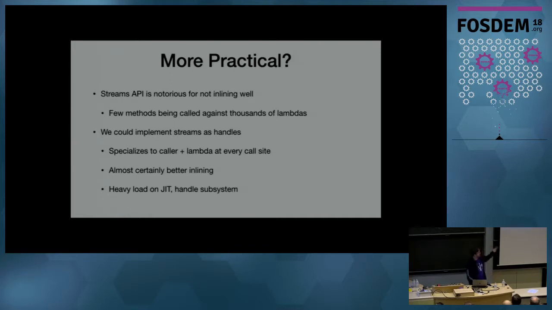Well, what if we implemented streams as handles? I basically just did that here. It's not difficult to do. We can take every single operation that is too generic, too difficult to specialize in the streams API, turn them into a tree of handles, and then each place we call it, it will inline, specialize into our local piece of code, and have the target function, that lambda that we want, inline all the way back. And that's what I'm going to start playing with after I'm done with this talk.